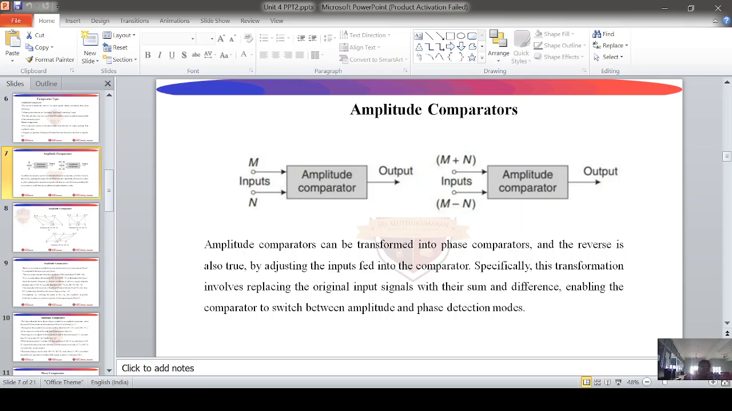Amplitude comparators. The amplitude comparator compares two input signals. It operates when the operating signal is greater than the restraining signal. It does not consider phase difference. It is widely used in overcurrent protection.